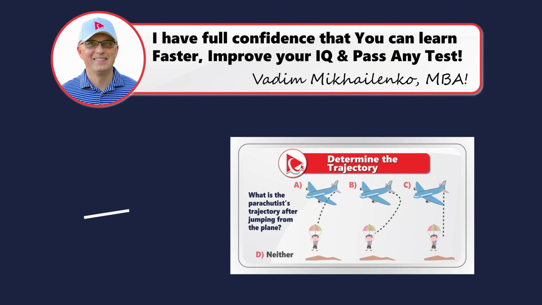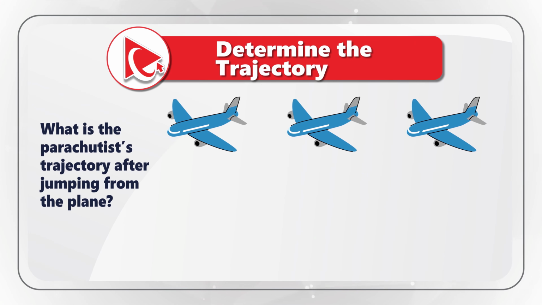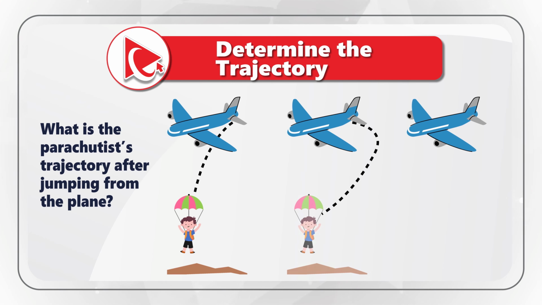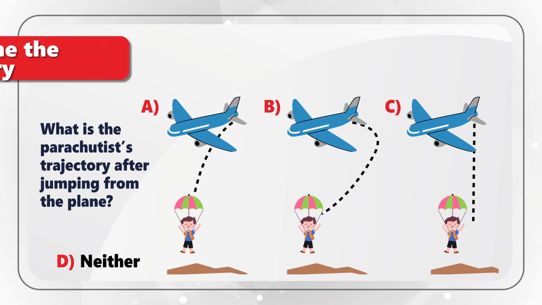Let's look at the question where you need to determine the trajectory after parachutists jump from the plane. Obviously, based on the wind and other external conditions, there would be multiple choices, but fortunately, you need to select only one out of 4 possible choices. Choices A, B, and C. And if none of the choices A, B, and C is correct, you need to select choice D, which would represent neither one. Take a close look to see what is the parachutist's trajectory after jumping from the plane.